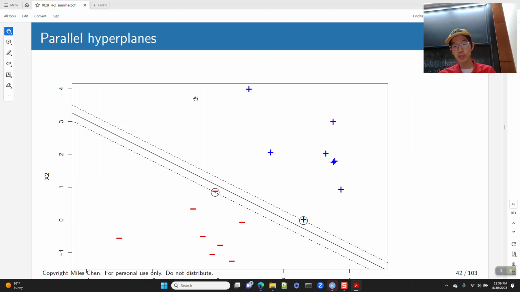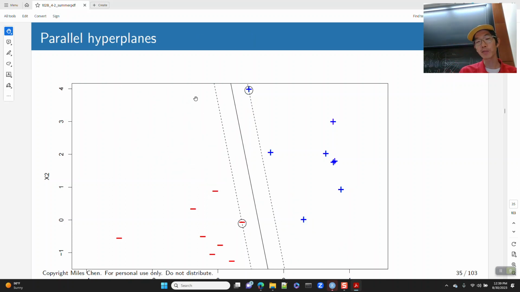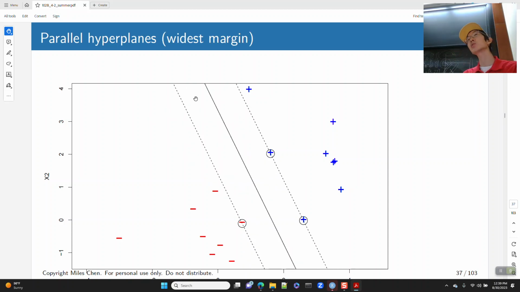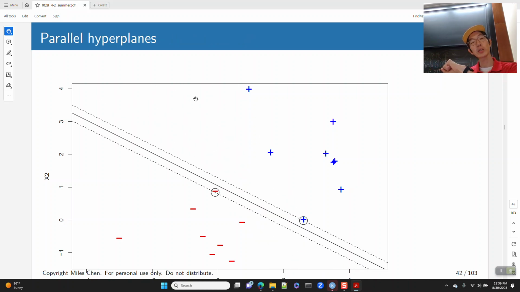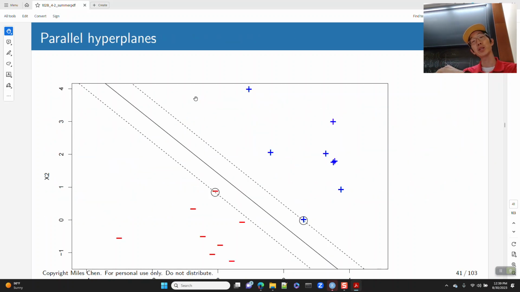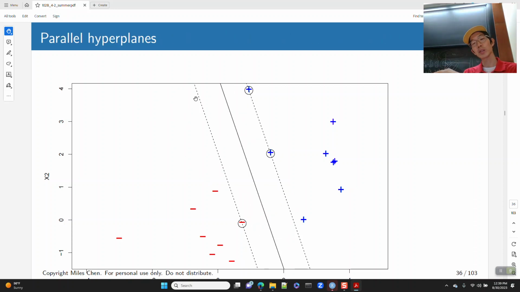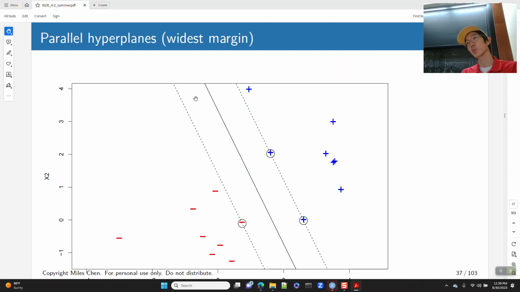So technically, all of these linear boundaries perfectly separate blue from red, but the one that we're going to say is the best one is the one with the widest margin. Technically this separates blue from red, and this also separates blue from red, but we're going to say the one that's best is the one that has the widest margin. So that's what we're going to do.